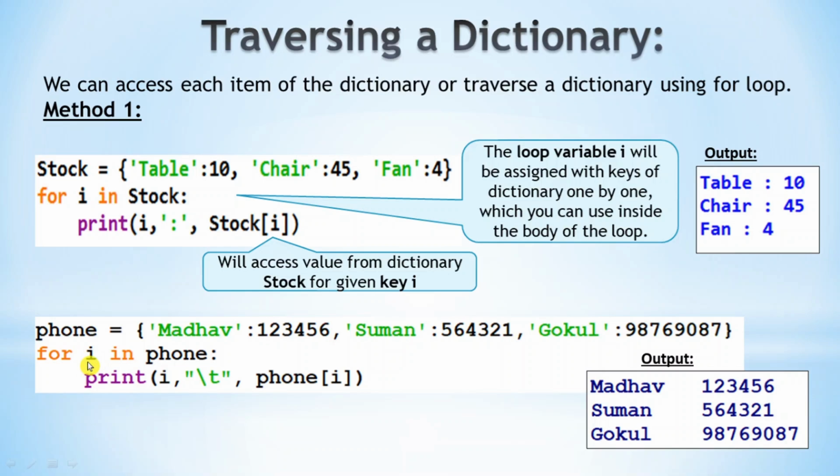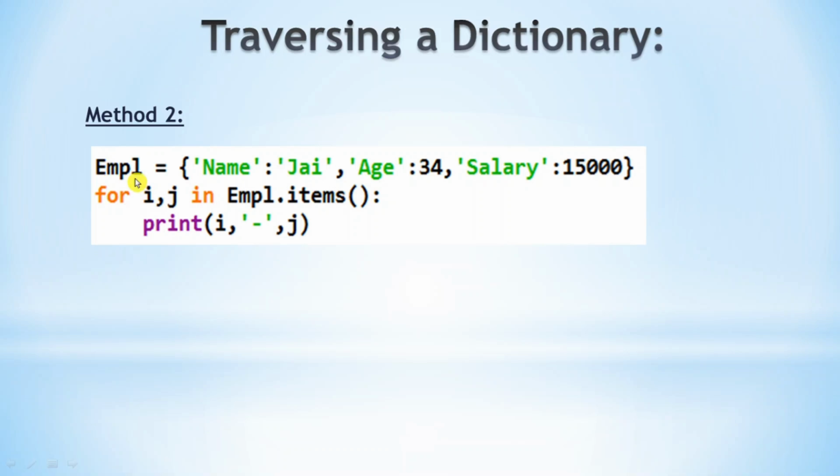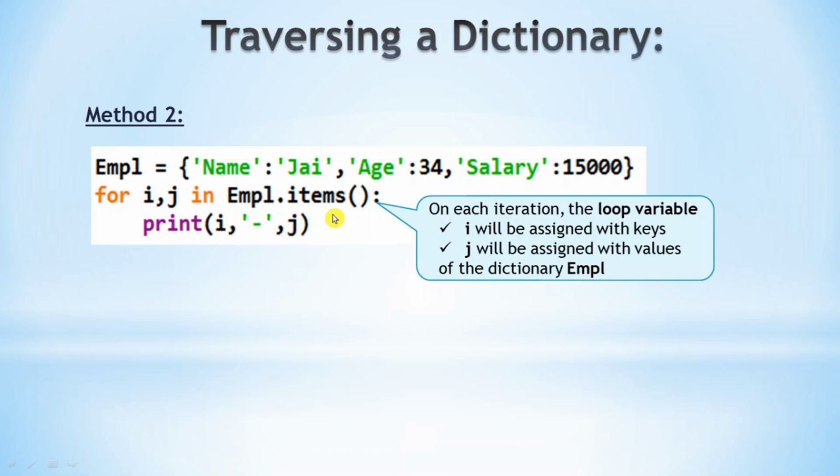Second method is, I have given a dictionary emp which stores some details of an employee: name J, age 34, salary 15,000. In the for loop, two loop control variables are given, for i, j in emp.items. emp.items returns all the items in the dictionary as tuples. On each iteration, the loop variable i will be assigned with keys of the dictionary and j will be assigned with the values of the dictionary.